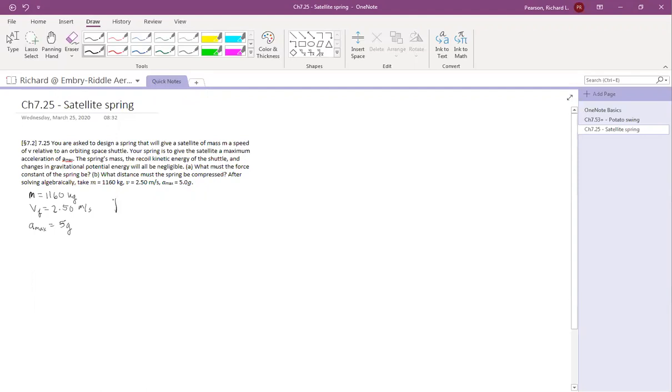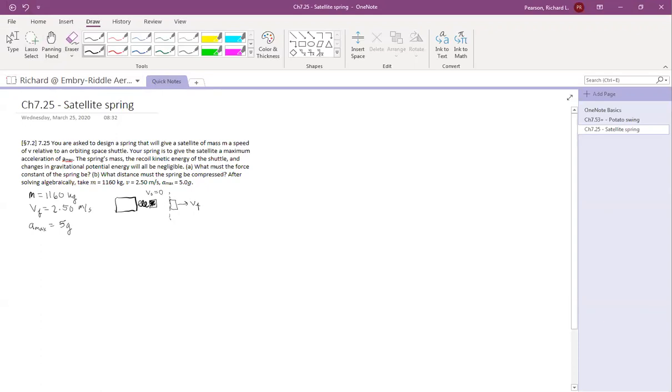Well, it means a couple of things. So here's our satellite, or here's our shuttle, some big square. There's some spring attached to it that is attached to the satellite that is going to be going. So what's going to be happening is that this spring is going to recoil, and it's going to cause this satellite, right here on the other side, to have this velocity v once we let it go.